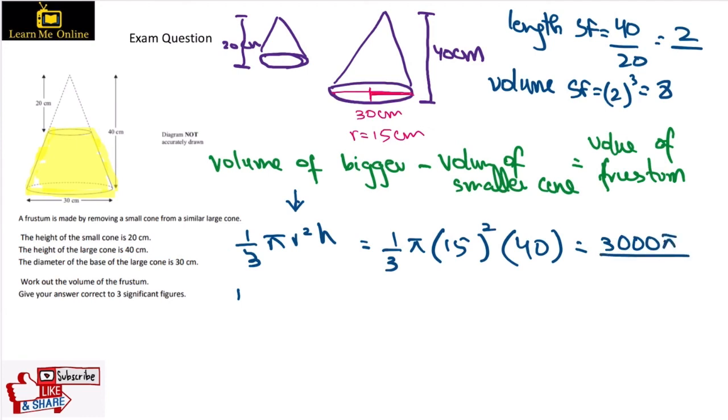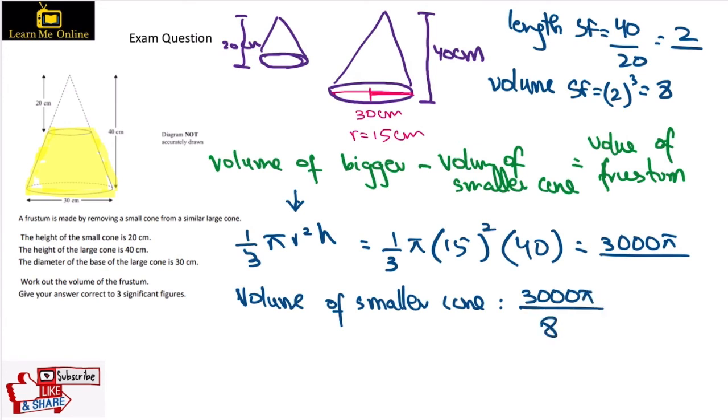Because they both are similar to each other, to find out the volume of the smaller cone, you're going to divide the volume of the bigger cone, which is 3000 pi, by the scale factor, which is 8. When you divide them, you're going to get 375 pi. So 375 pi would be the volume of the smaller cone.